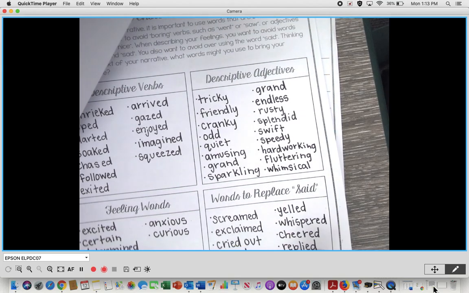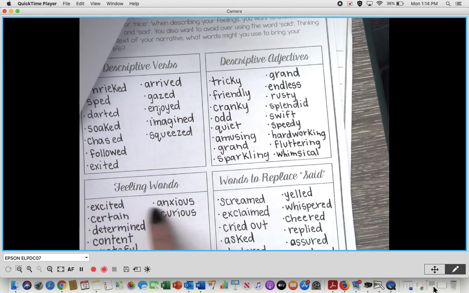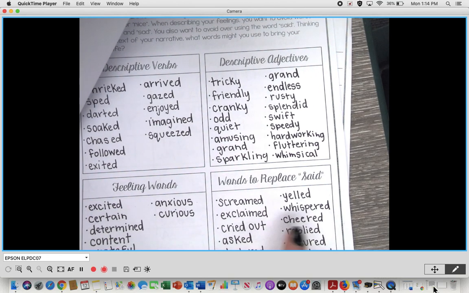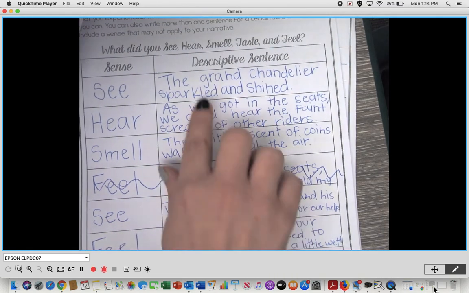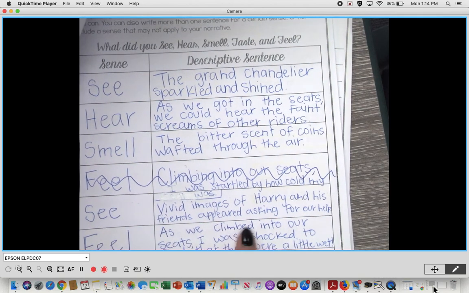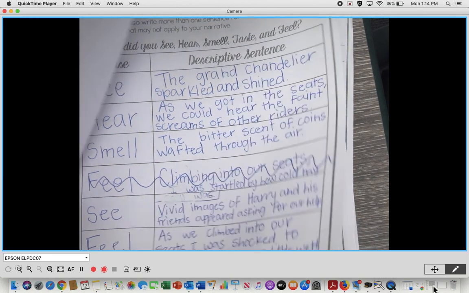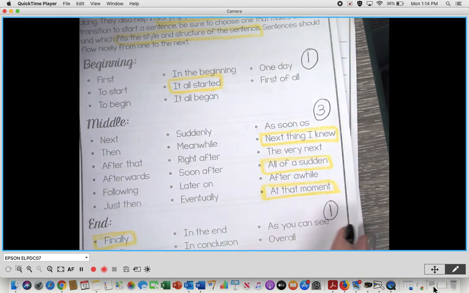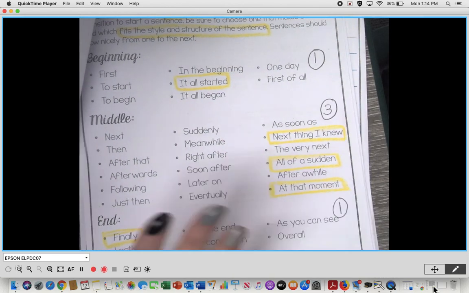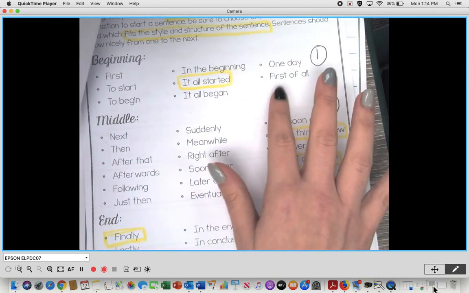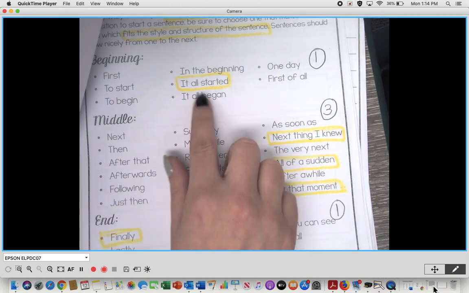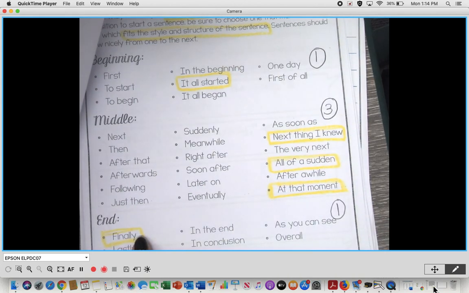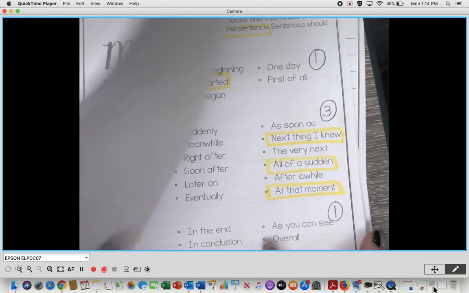Also make sure you go back and look at your descriptive verbs, adjectives, feeling words, and words to replace said. Again, that's going to be really helpful. Look at any sensory details that we included, and some transition words. You don't have to use all these transition words. We went through and selected some that we really like and think would be helpful, so keep that in mind.